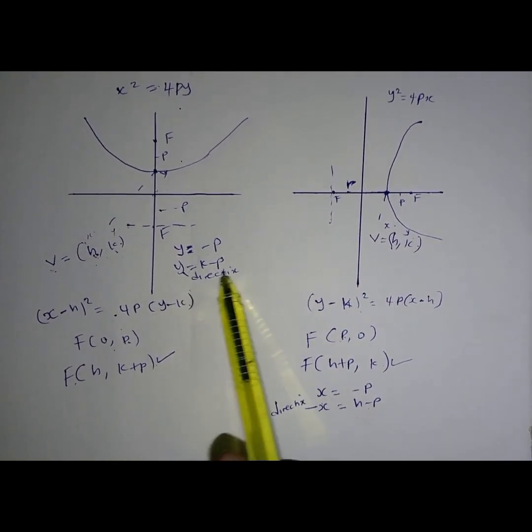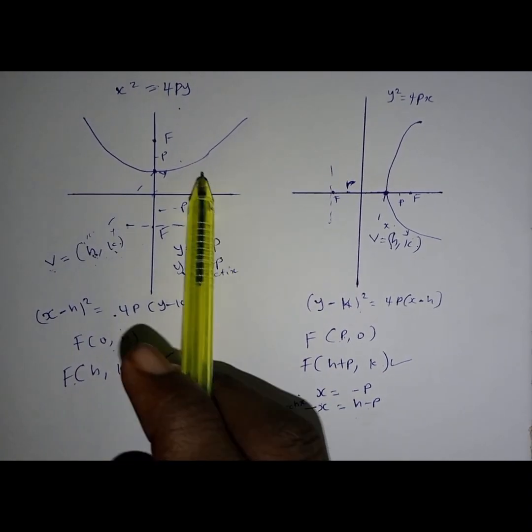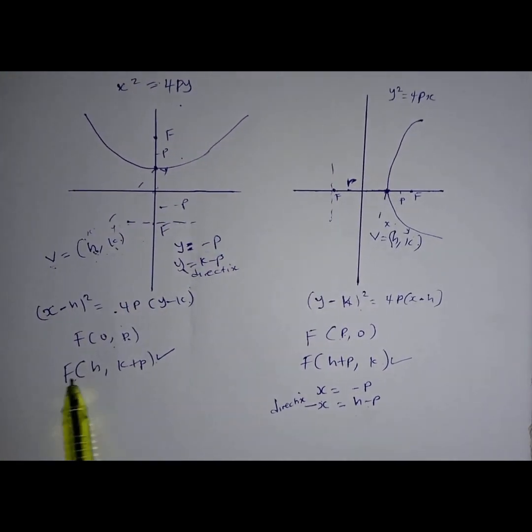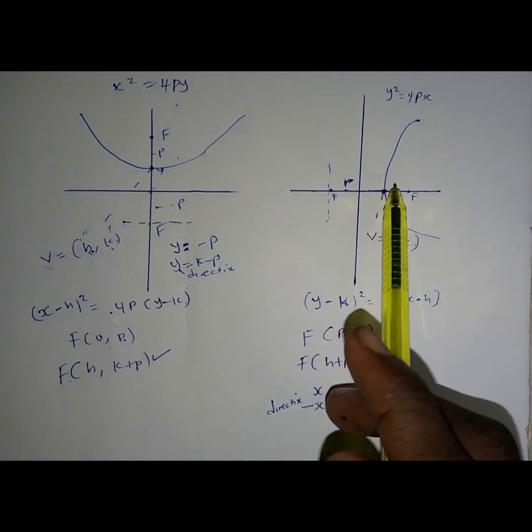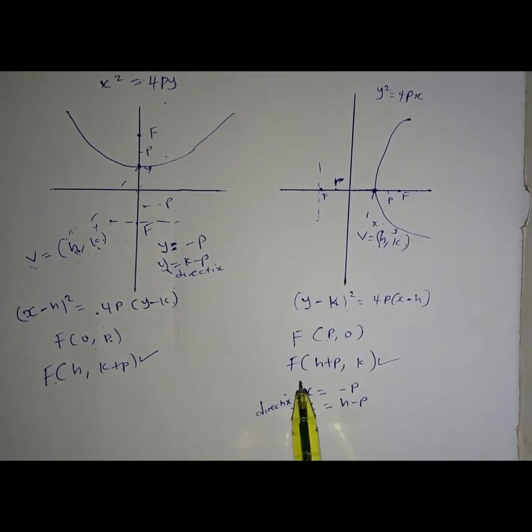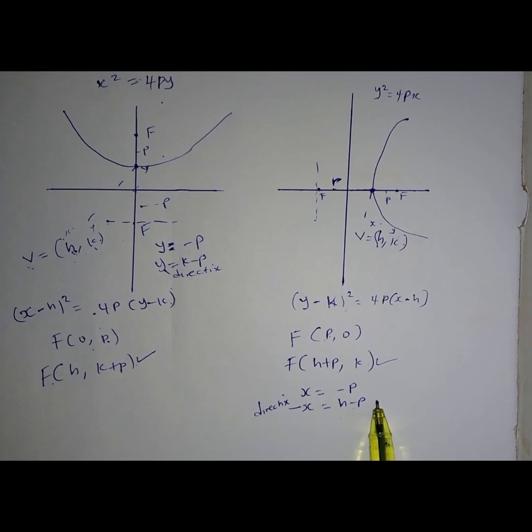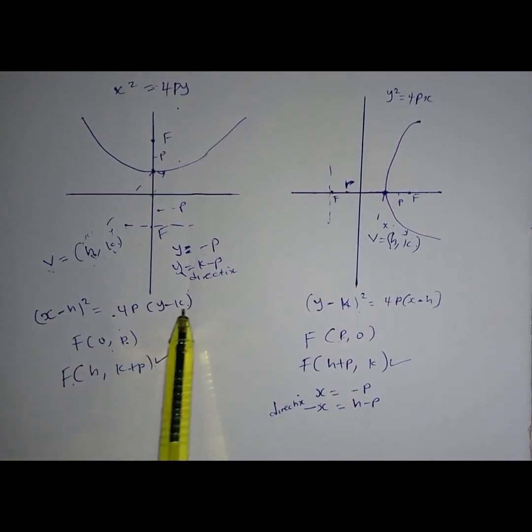So please take note of the directrix, the equation forming this graph now, since it's not at the origin, and then the focus is this. The equation forming this graph, since it's not at the origin, is this. The focus is this, and the directrix is this. And I'll show you how we got this.